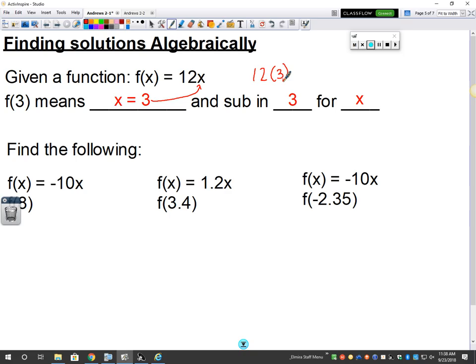Okay, so let's jump down here to these examples. So f of 8, so we have f of x equaling negative 10x. If I asked you what's f of 8, you would sub in 8 for the x. I will sub it in to that x. So f of 8 equals negative 80.